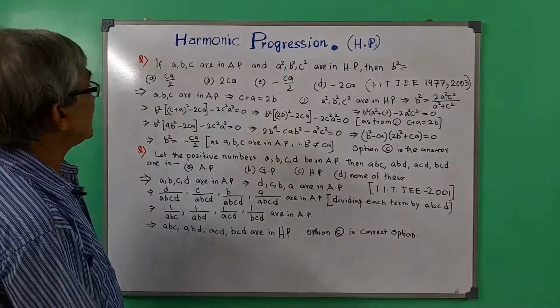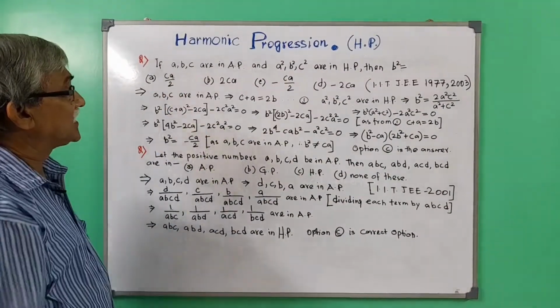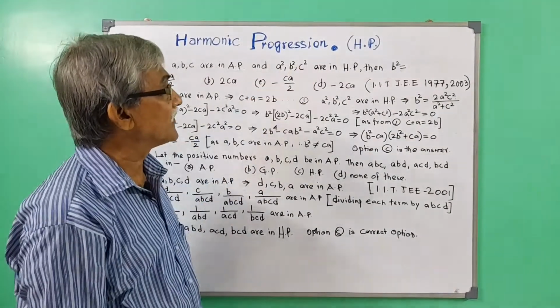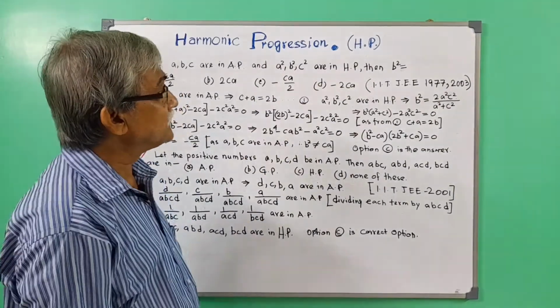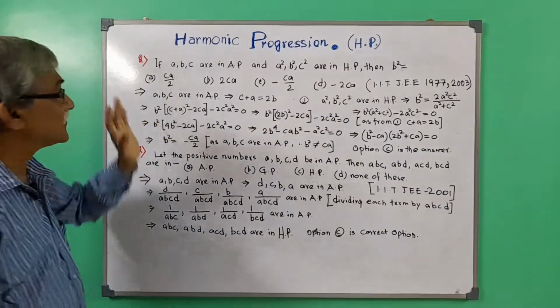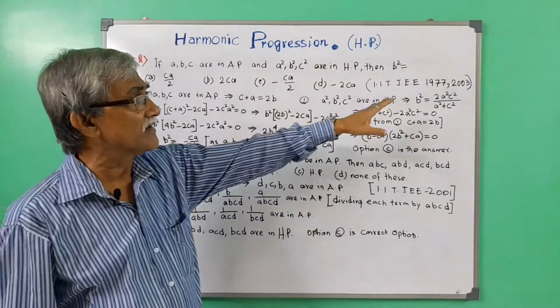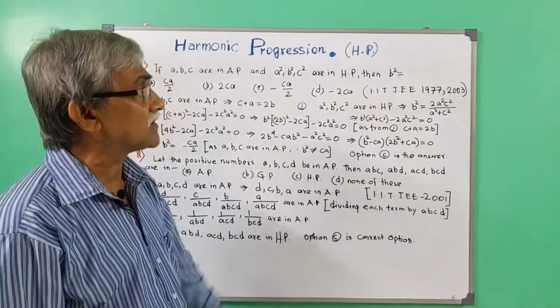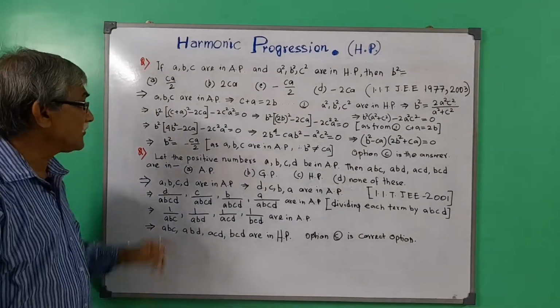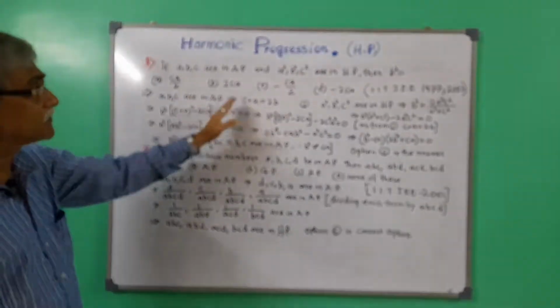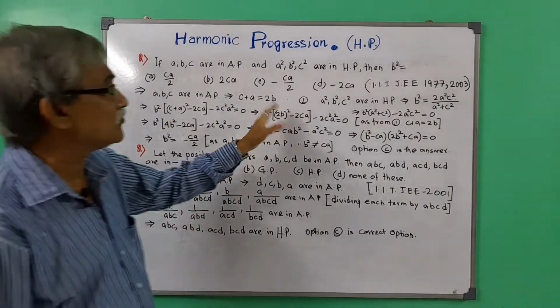The next question is, if A, B, C are in AP and A square, B square, C square are in HP, then B square is equal to what? There are 4 options. This is a question I have taken from IIT JEE 1977, and it was repeated in the year of 2003. Now you see A, B, C are in AP given, therefore C plus A is equal to 2B, let it be equation 1.